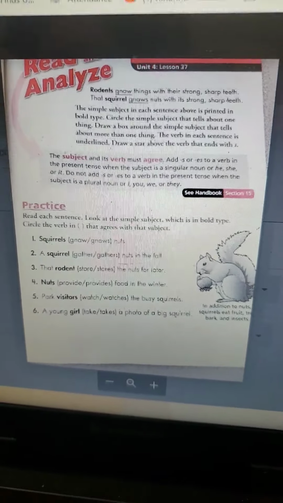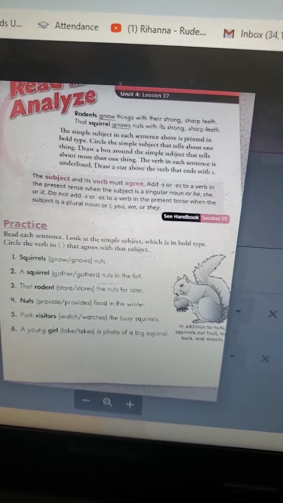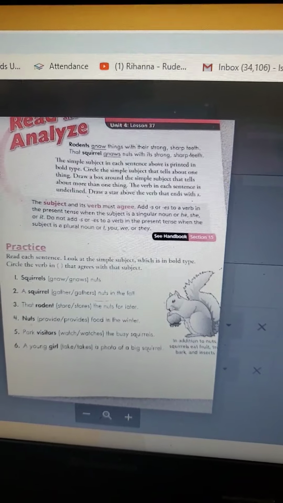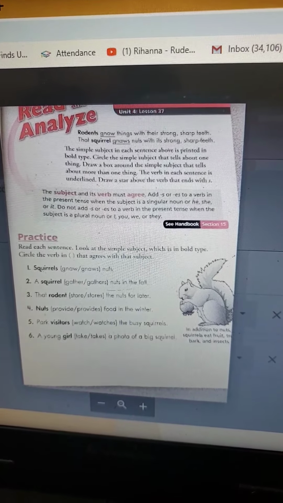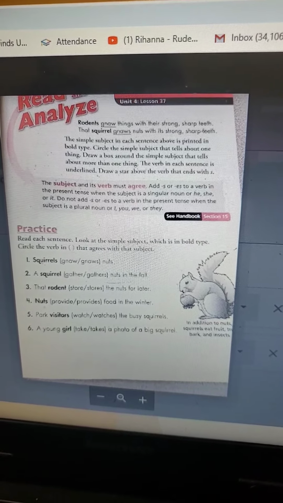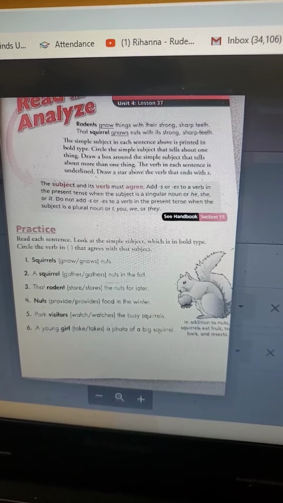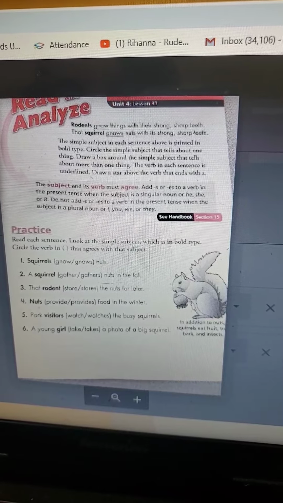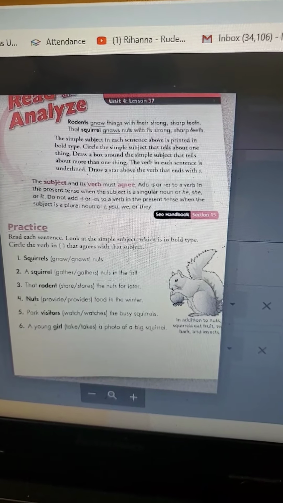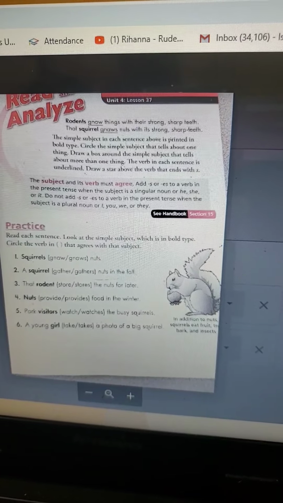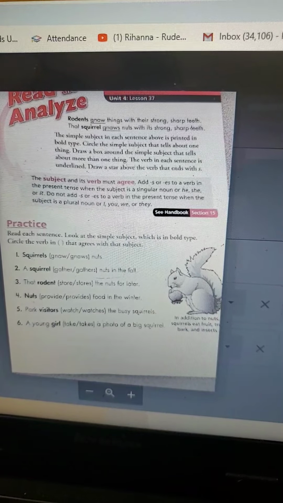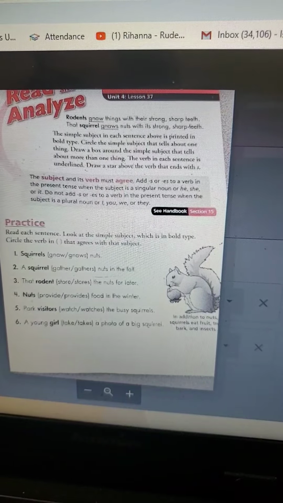Okay. So in the box below it says the subject and its verb must agree. Add S or ES to a verb in the present tense when the subject is a singular noun, or he, she, or it. Do not add an S or ES to a verb in the present tense when the subject is a plural noun, or I, you, we, or they.